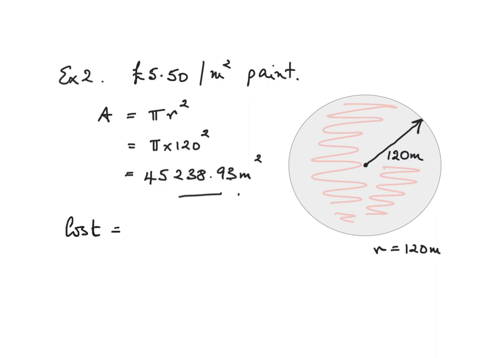The cost of paint then, so it's going to be 45238.93, that's the area of the circle, times the cost per metre squared. It's quite expensive paint, as you can imagine, times 5.5 gives us a whopping great total of 248,814 pounds. That's rounded to the nearest number of pounds.